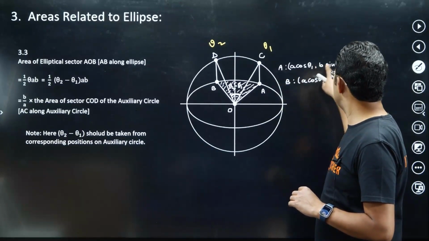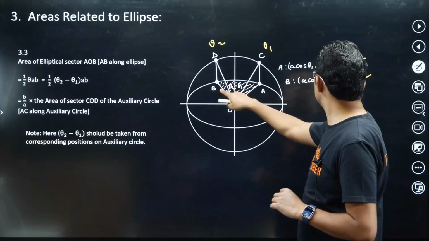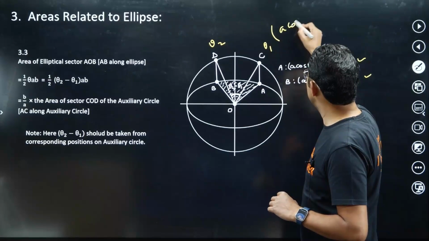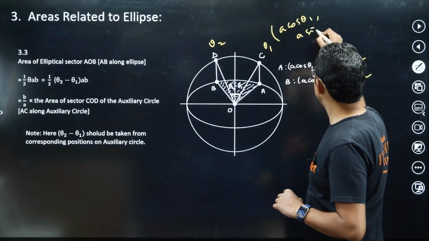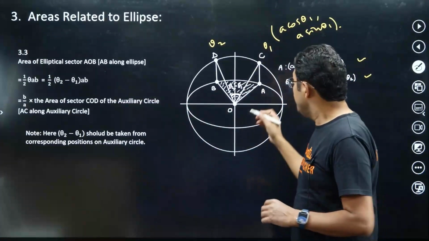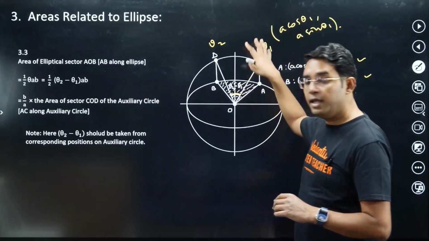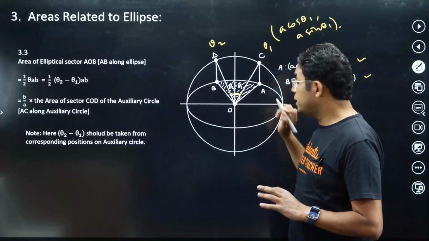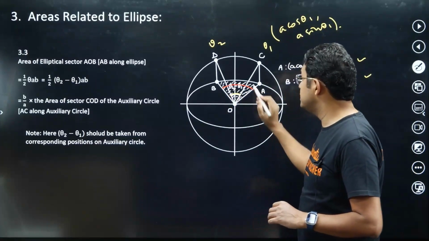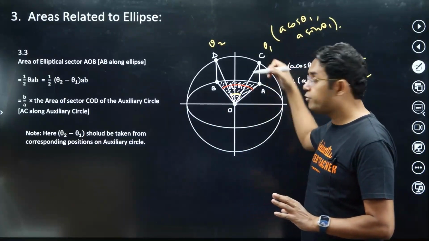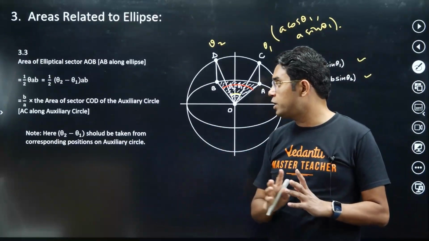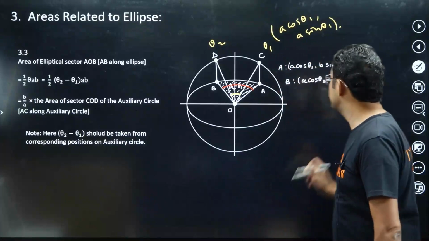For A it was A cos theta, B sin theta. For B it was A cos theta 2, B sin theta 2. For C it would have been A cos theta 1 comma A sin theta 1. Okay. In fact, theta 2 minus theta 1 is geometrically this angle in that diagram. But again I am warning you, do not use this angle as theta 2 minus theta 1. It is simply not. It has to be from the auxiliary circle. Note here theta 2 minus theta 1 should always be taken from the corresponding positions on the auxiliary circle.